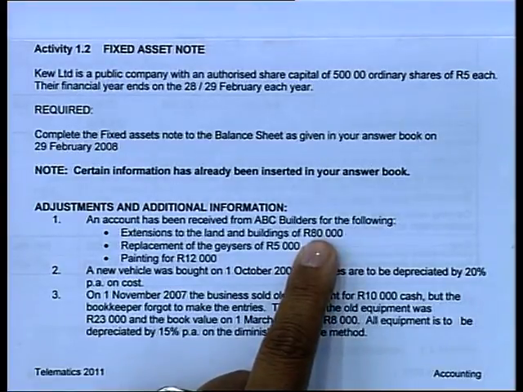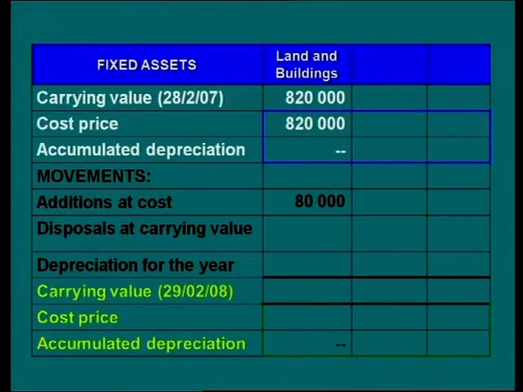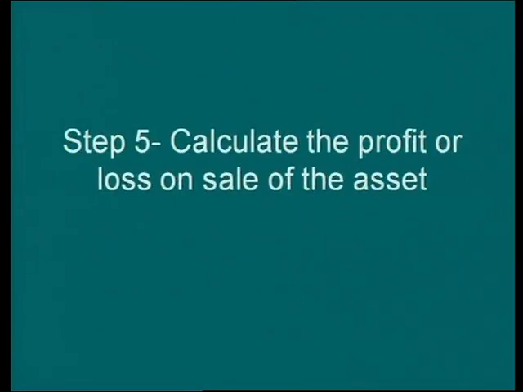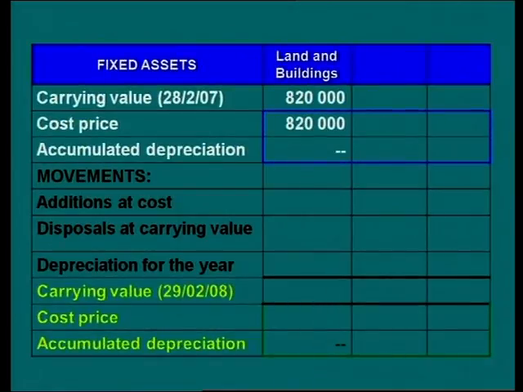So let's see on our PowerPoint. You've got your answer sheet in front of you, I hope. We are busy with activity 1.2. There we go. We added in the 80,000 additions at cost. Now I take my 820,000, I add my 80,000 and I get 900,000. So I take cost price, I add additions at cost, and I get closing cost price, right?